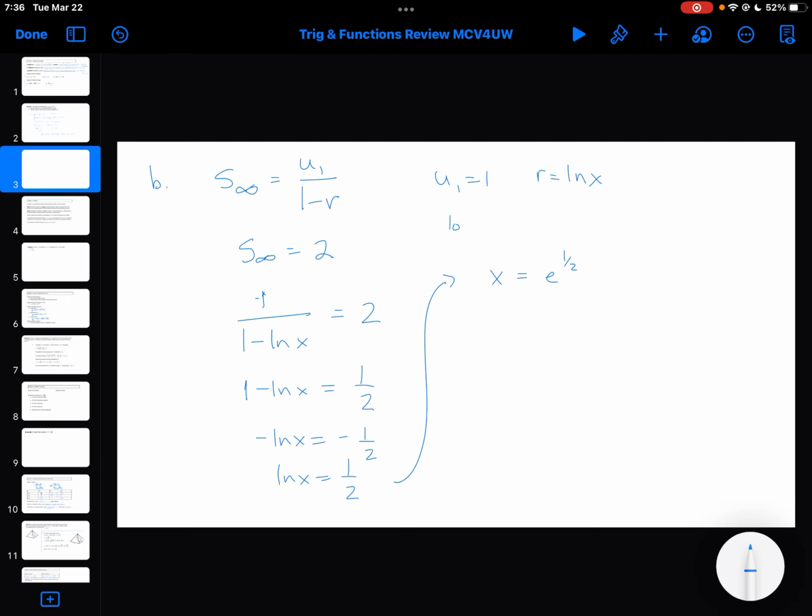And this just comes from the fact that ln is log base e of x. To rearrange this, I'm going to take the base of my logarithm and make that the base of my exponent. And then my answer is equal to the exponent right here. So now I know that this series converges to 2 when x equals the square root of e, which is just a number.